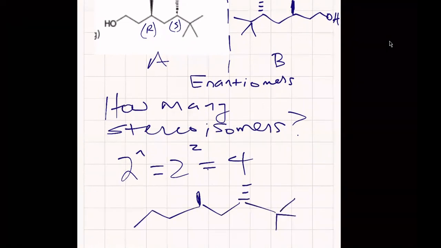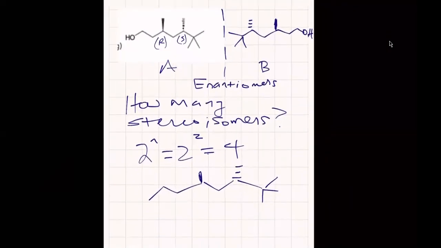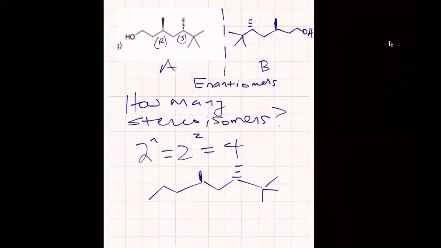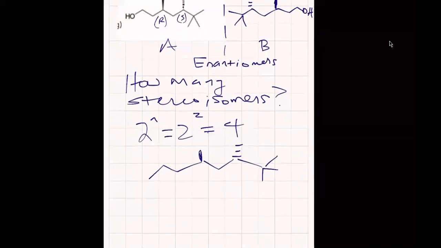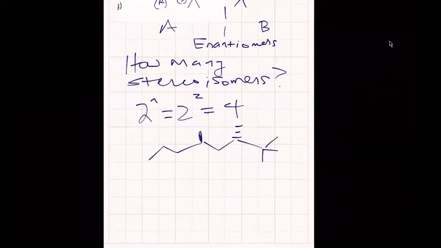Okay, so this is we can see what the original is. The other 2 isomers are not going to be enantiomers of A or B. They're going to be different. I heard somebody say it, but we didn't talk about the terminology. The other ones are going to be what we call diastereomers.